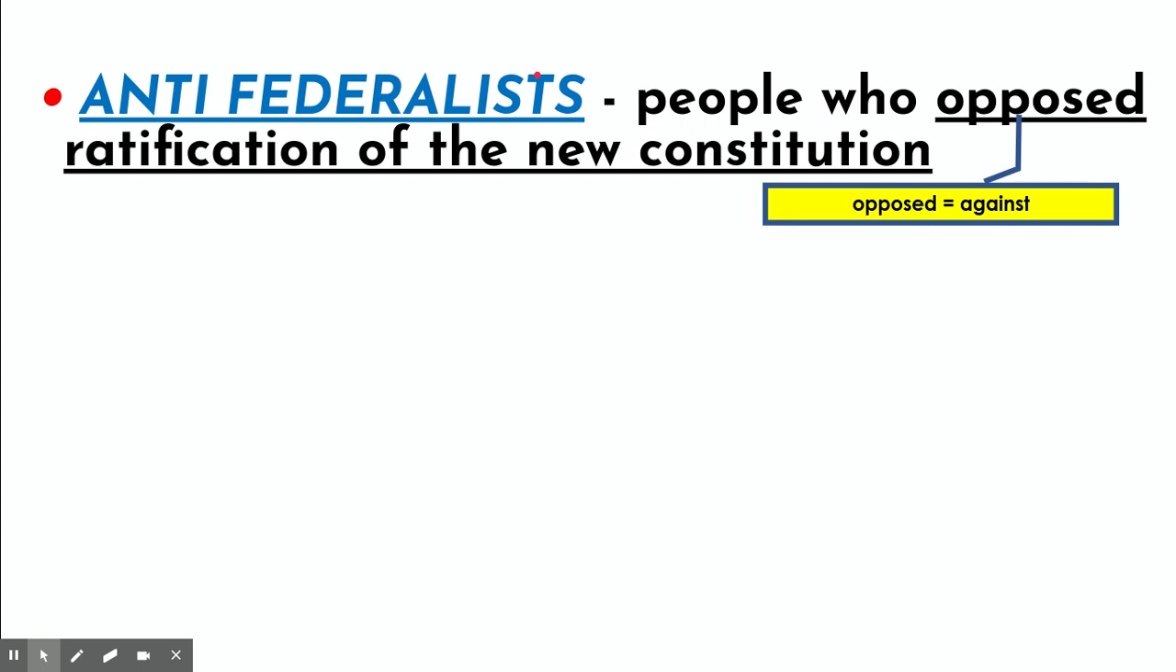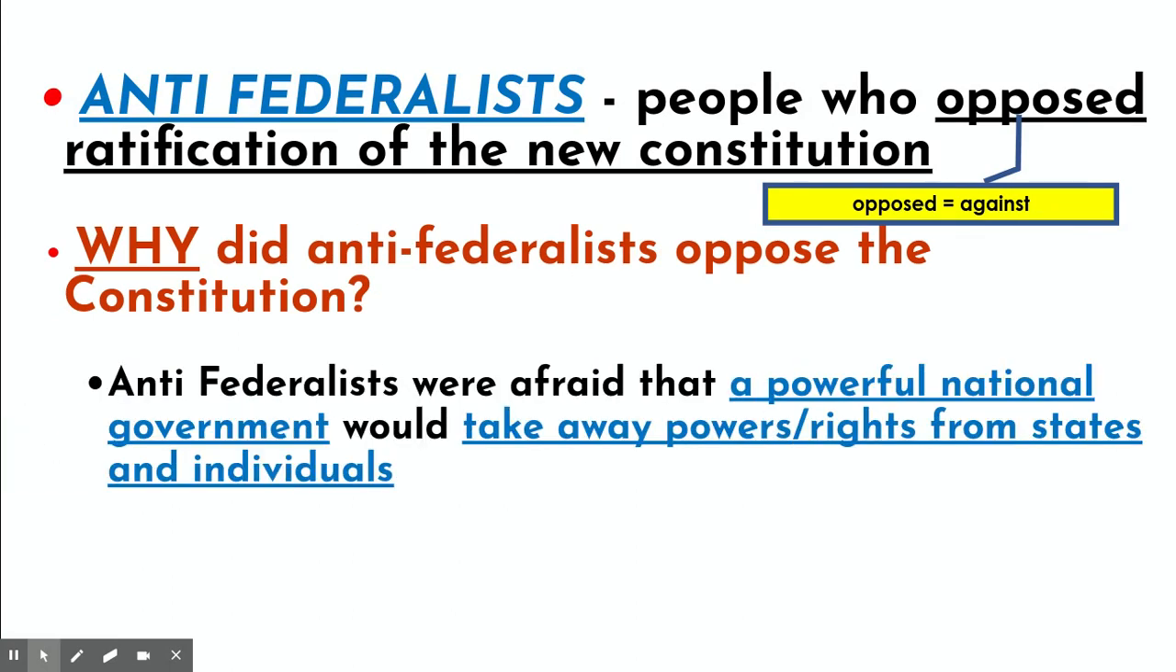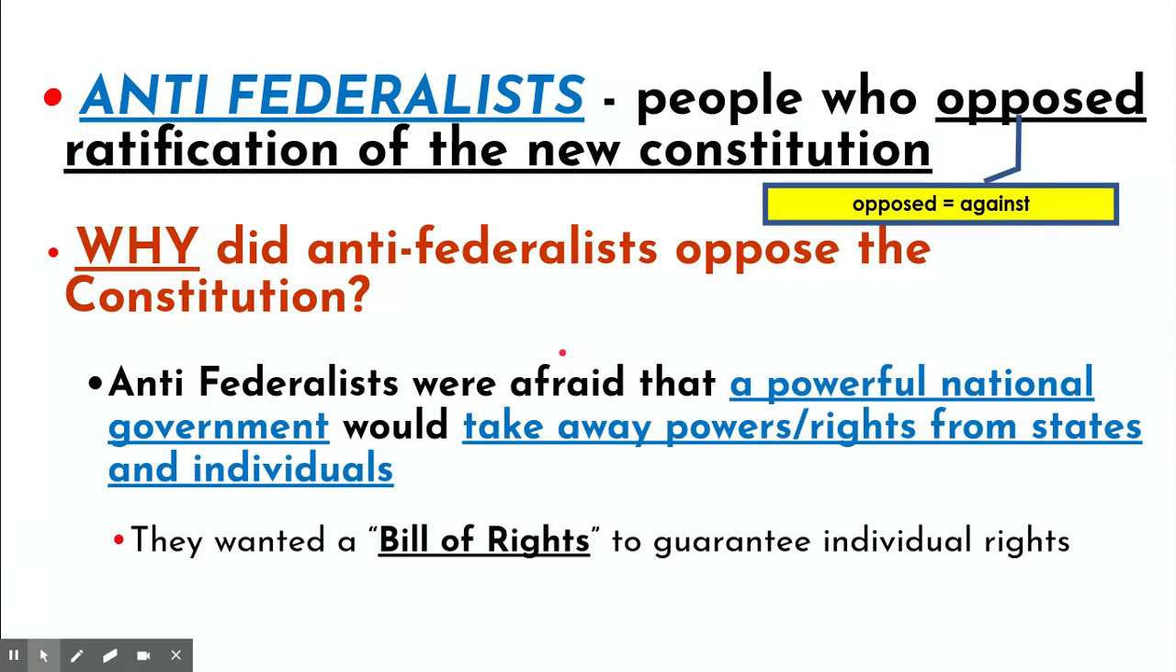How could you be against the Constitution? Everybody loves the Constitution. How could you be against it? Well, they had some decent reasons. In some ways, they end up being the heroes of this argument. Why did they oppose it? First of all, they were afraid that a powerful national government would take away powers and rights from the states and individuals. So you can basically just write down this underlined part in the blanks.